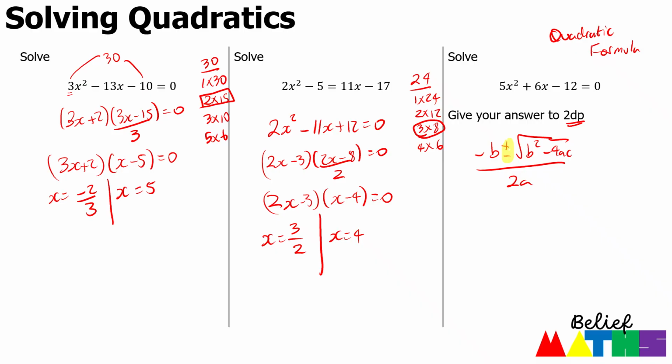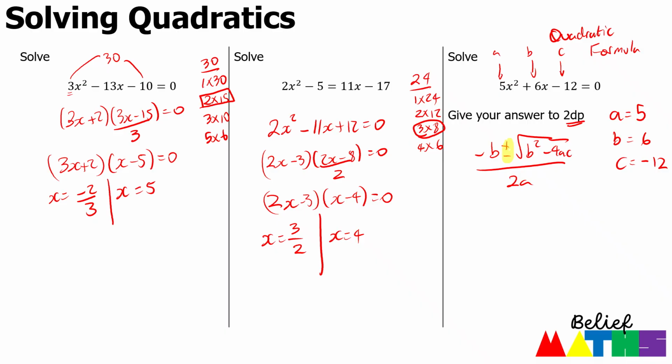The other error people make is they bring the wrong values. So in this case, a is the coefficient of x squared, so it's the number before the x squared, so that's your a. B is the number before the x, and then c is the number on its own. So b is 6, and c is not 12, c is negative 12. And that's a mistake students often make. They forget to bring the negative sign with them.